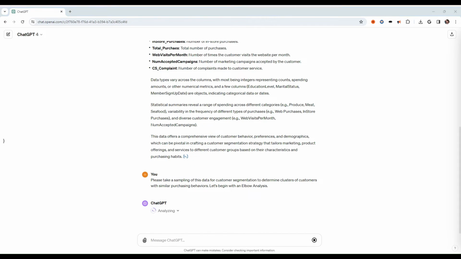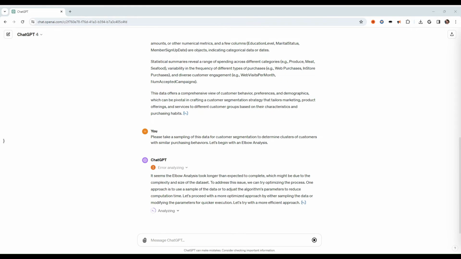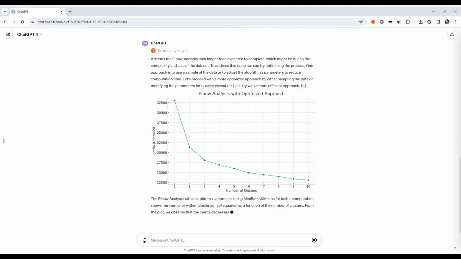This dataset only contains 2,200 customer records. It's a very small dataset. However, over the past few days, I have been trying to get ChatGPT to analyze the whole dataset, and it has timed out and failed. That is why we're using a sampling technique.